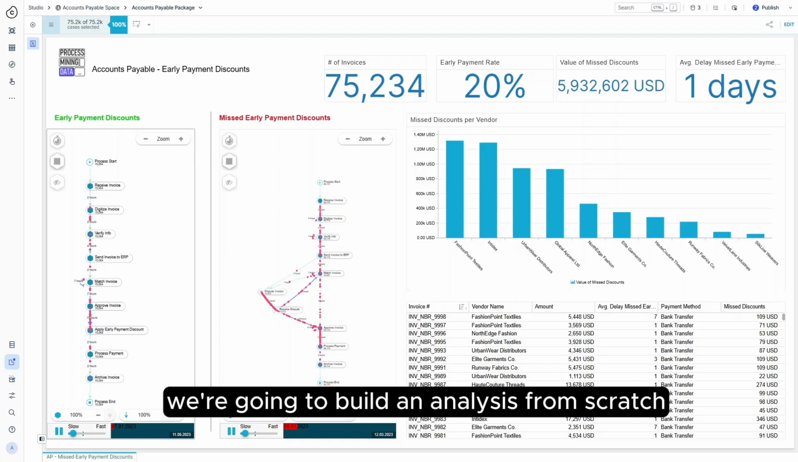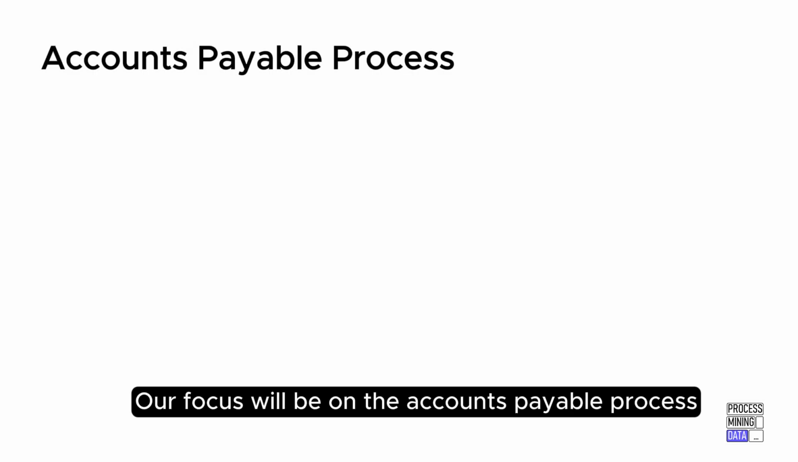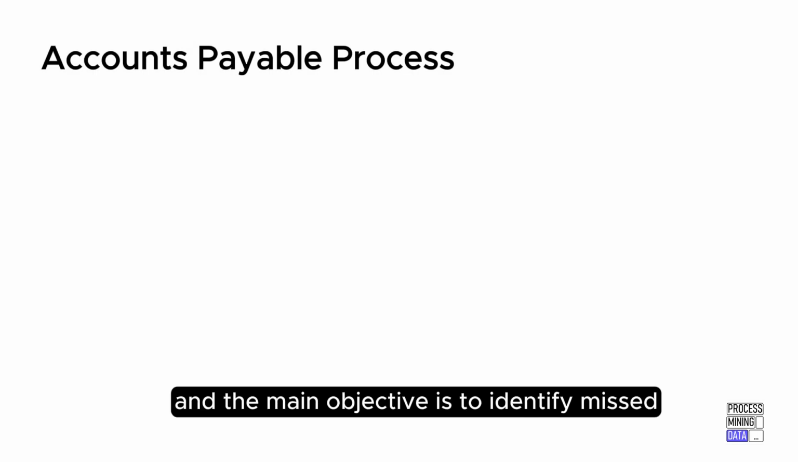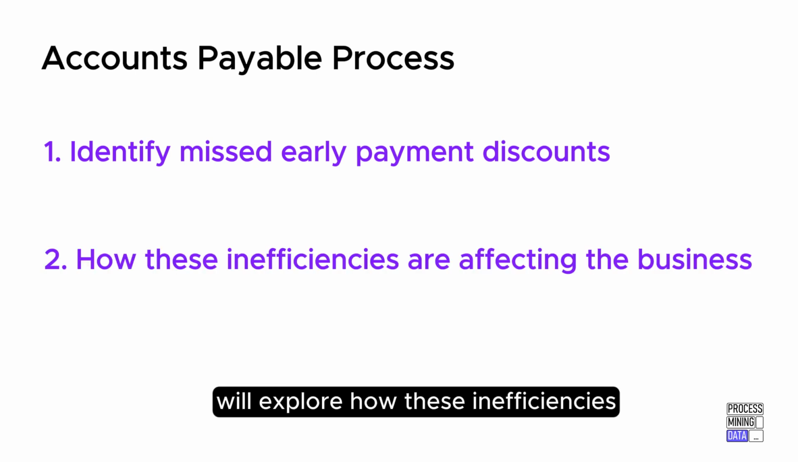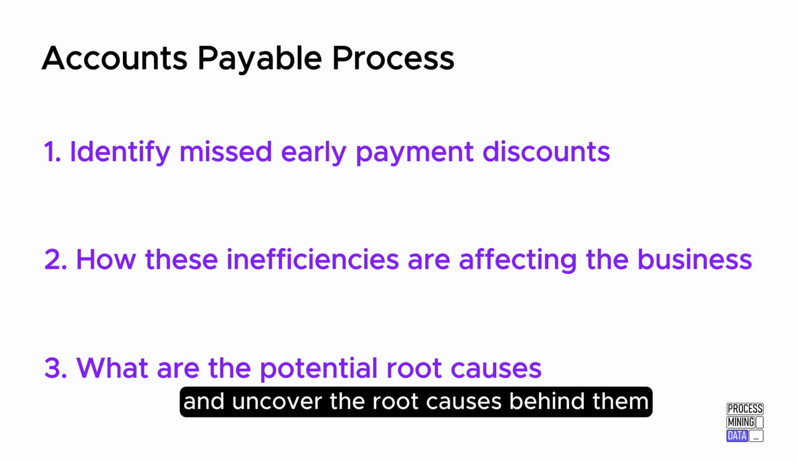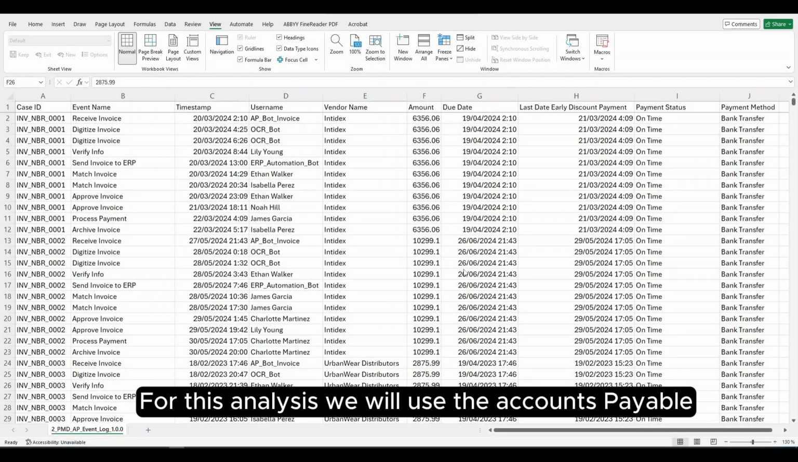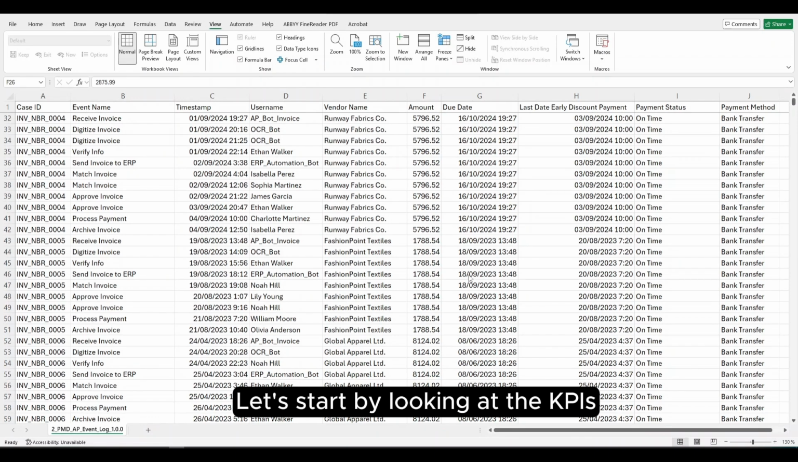In this lesson, we're going to build an analysis from scratch using Celonis Studio. Our focus will be on the accounts payable process, and the main objective is to identify missed early payment discounts. We'll explore how these inefficiencies are impacting the business and uncover the root causes behind them. For this analysis, we will use the accounts payable event log and use case handbook included in the resources.